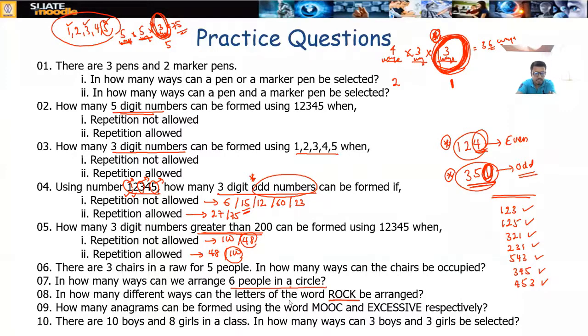There are 10 boys and 8 girls in a class. In how many ways can 3 boys and 3 girls be selected? How can we find the number of possible ways?